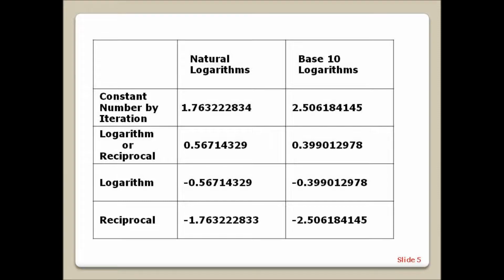Taking the logarithm of the second value gives the negative equivalent, the reciprocal of which gives the negative value of the number we started with. Taking plus or minus the number, and we are back where we started.